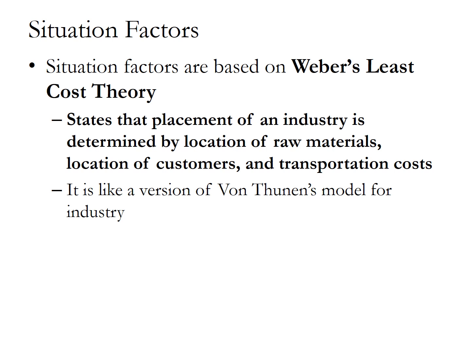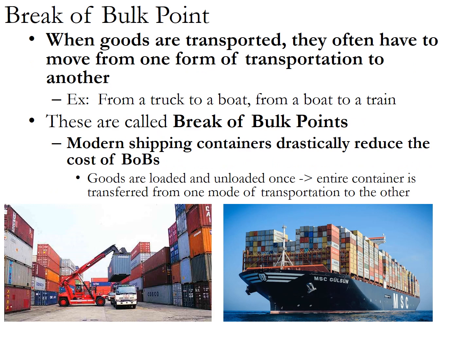If you have a bulk gaining industry where it takes one truckload of something to make three truckloads of the final product, you want to be closer to your markets because that'll cut down on transportation costs. And then finally, if you don't have actual products that require inputs and outputs, you're a footloose industry and your situation factors don't matter. Now, what has made industry a lot cheaper and more efficient, especially when it comes to transportation costs? Let's talk about break of bulk points.